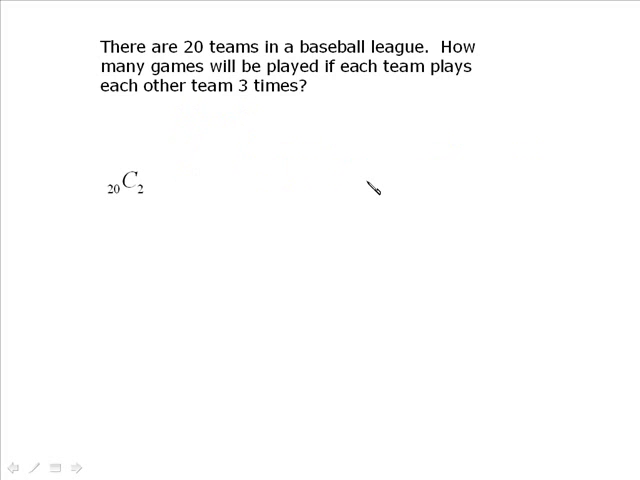20 choose 2 would be the number of little committees of 2 that you can form, given that you have 20 to select from. And the fact that you play each other 3 times just means that you multiply by 3. And then that would give you 570 games. So that's the method for it that you want to be clear on when you encounter that. If you try to fumble your way through it, you might get the answer, but you'd probably invest a bit more time than you need.